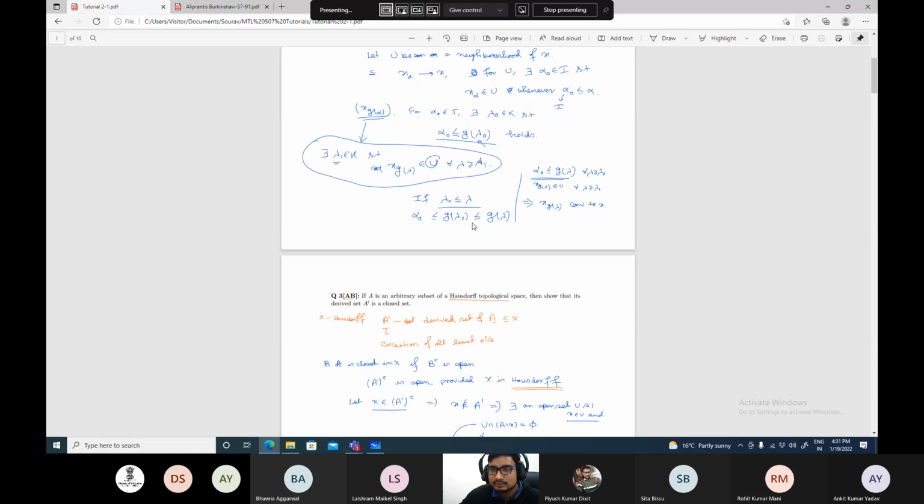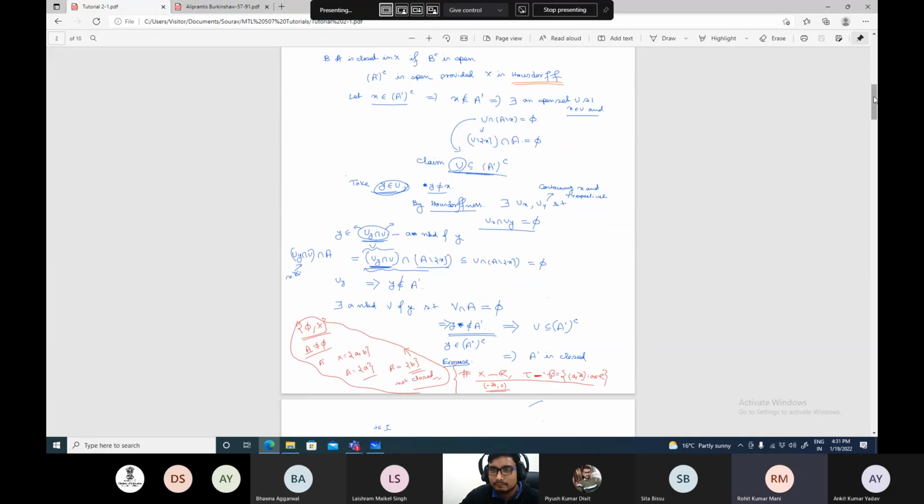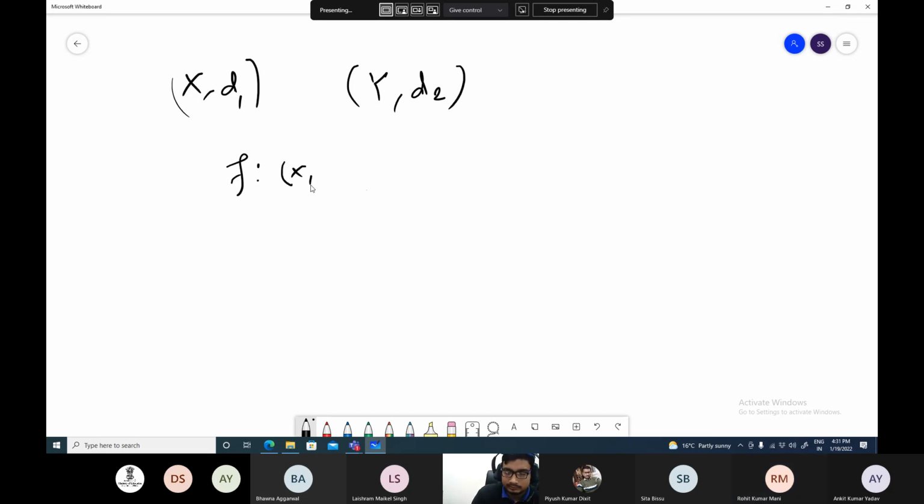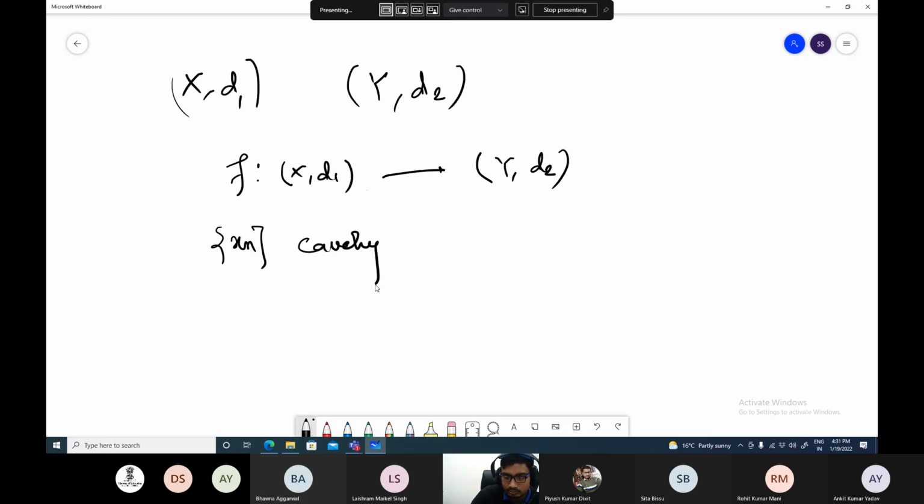Suppose two metric spaces are given, x and y, and one continuous map is given. My question is, suppose there is a Cauchy sequence xn in (x, d1). Then is f(xn) also going to be Cauchy or not in (y, d2)? Is f(xn) Cauchy or not?